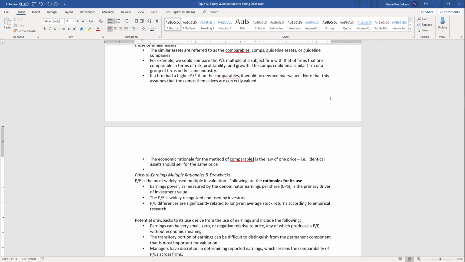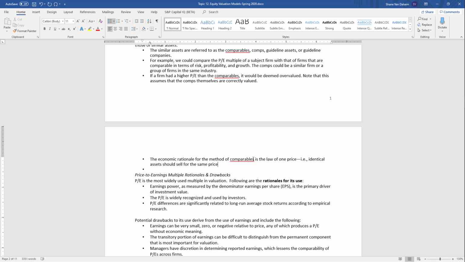PE is widely recognized and used by investors. PE differences are significantly related to long-run average stock returns according to empirical research. So there's been a lot of research done on this, and the price to earnings ratio of a firm today is significantly related to its stock returns in the future. So a high PE can be indicative of higher returns in the future.